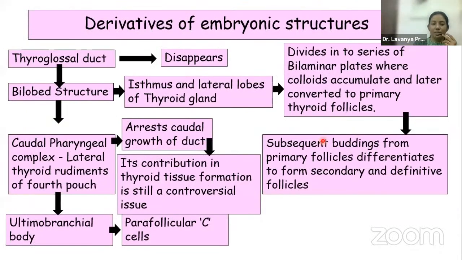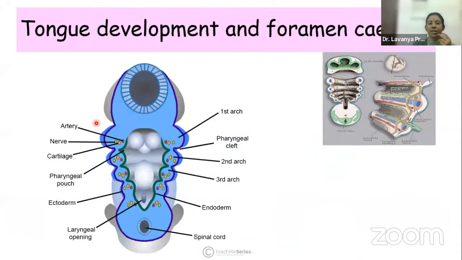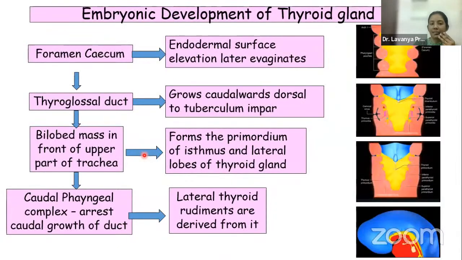So we have the two lingual swellings. And just below that is the median elevation called the tuberculum impar, just behind which we have the proliferation of the mesodermal cells, the remnant of which we call the foramen cecum. So this proliferation later descends down or evaginates as a tubular structure, which we call the thyroglossal duct.